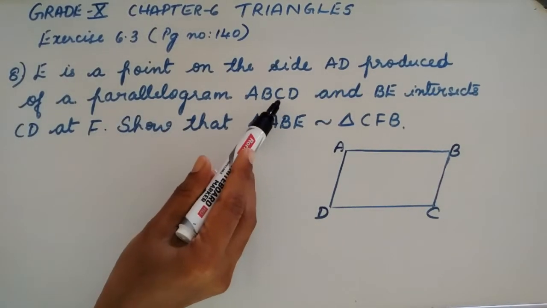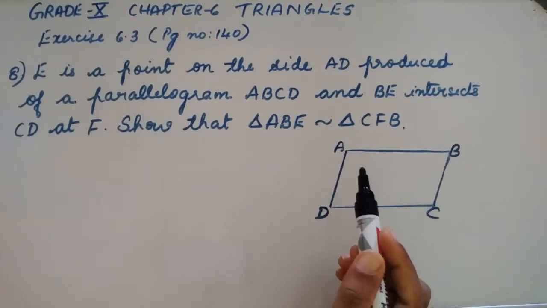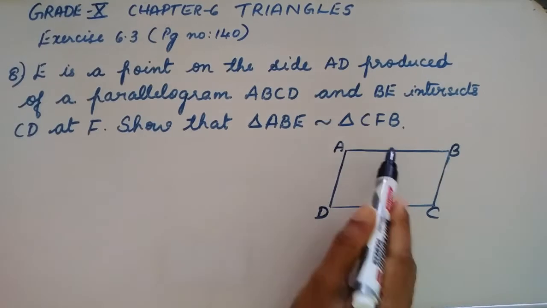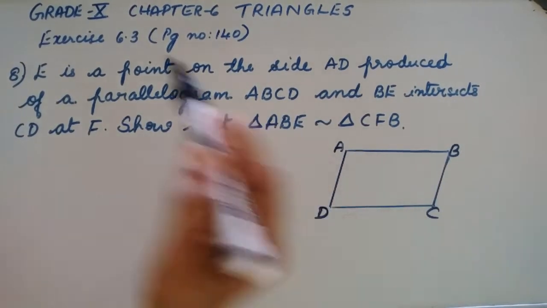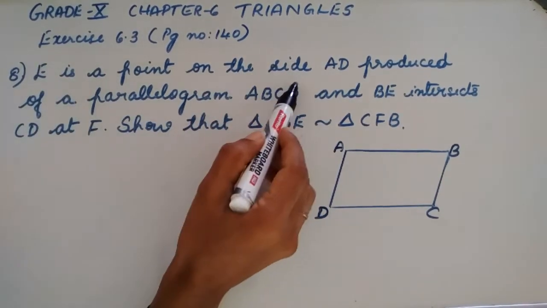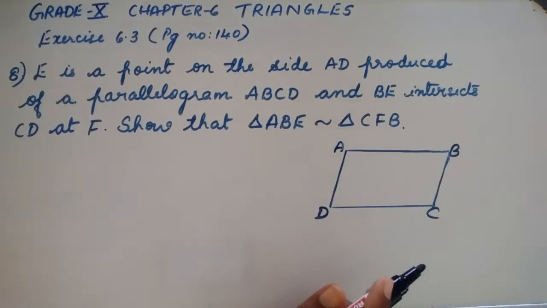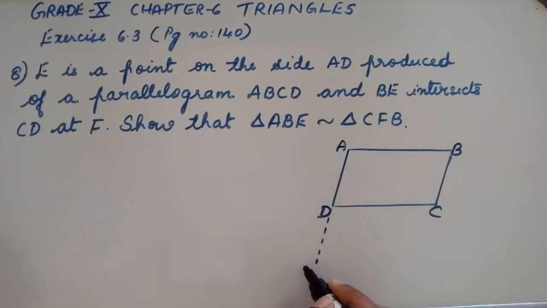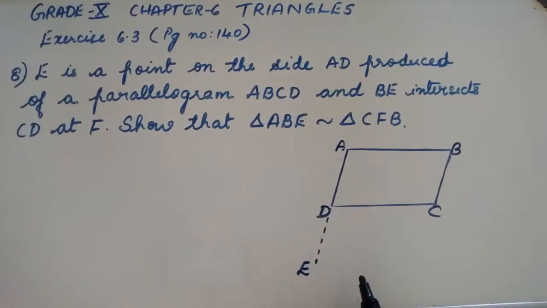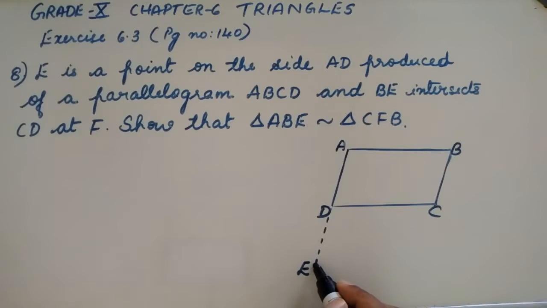Parallelogram ABCD. So in a parallelogram we have the opposite sides parallel. So this is a parallelogram ABCD and E is a point on the side AD produced. So now let us produce the side AD. So I have produced AD and this is a point on the side AD which is produced.